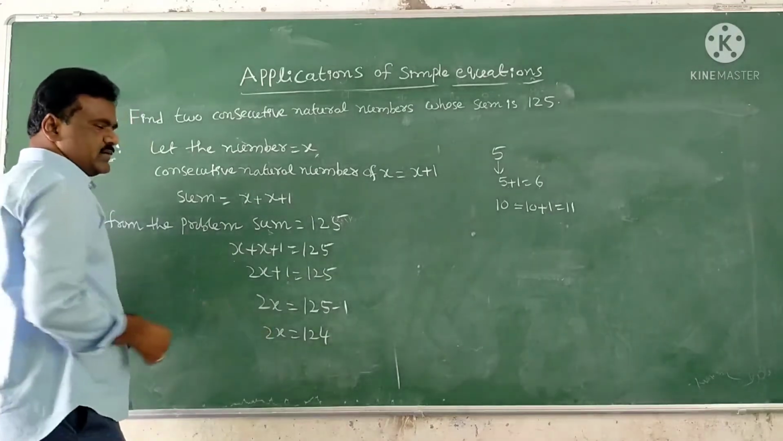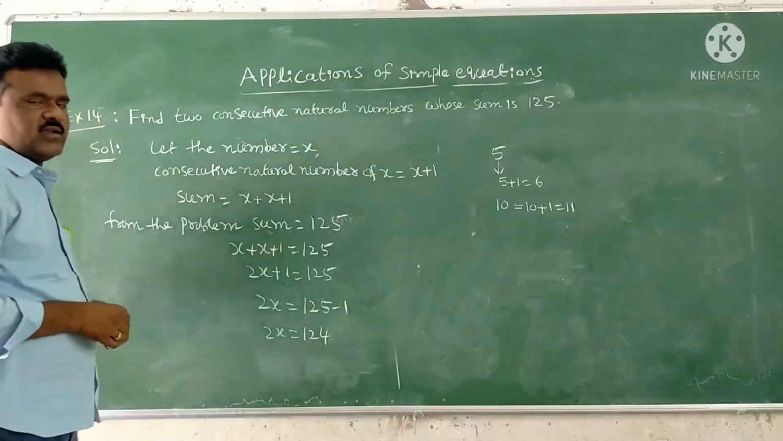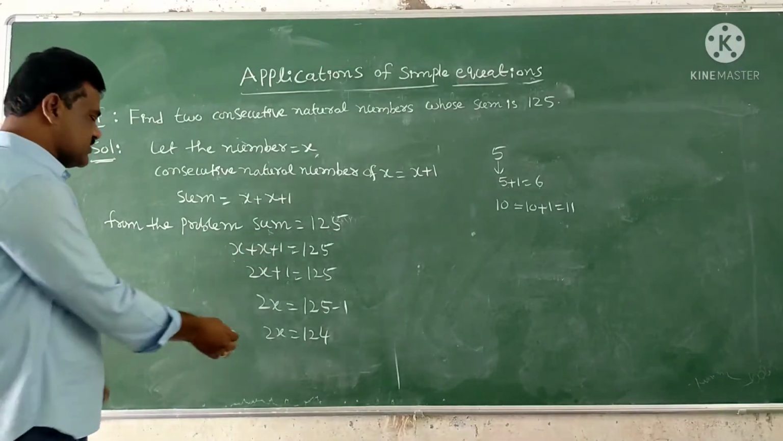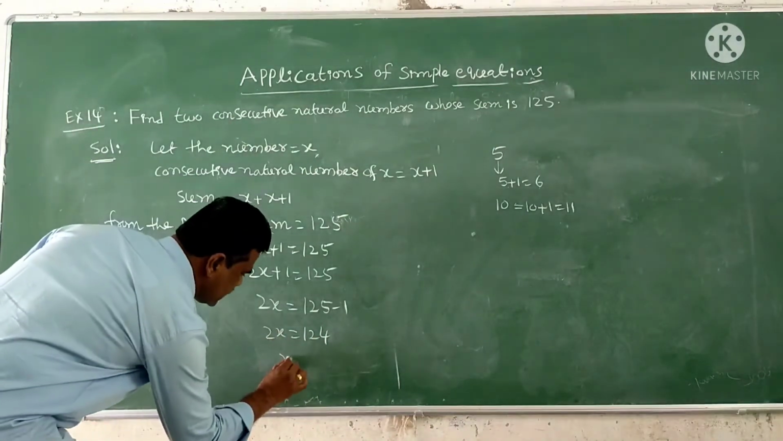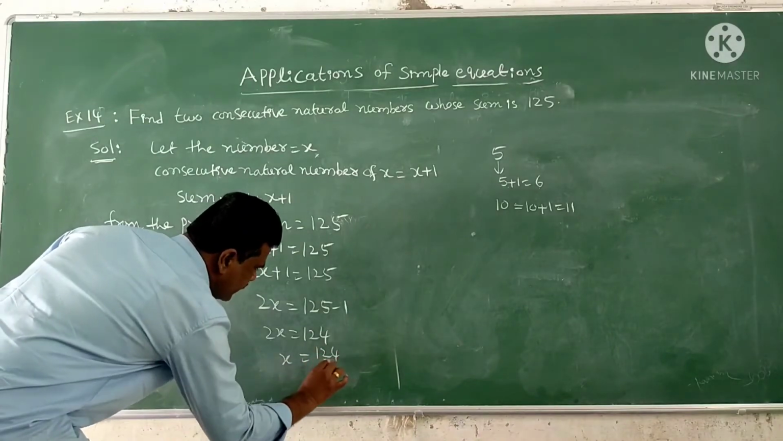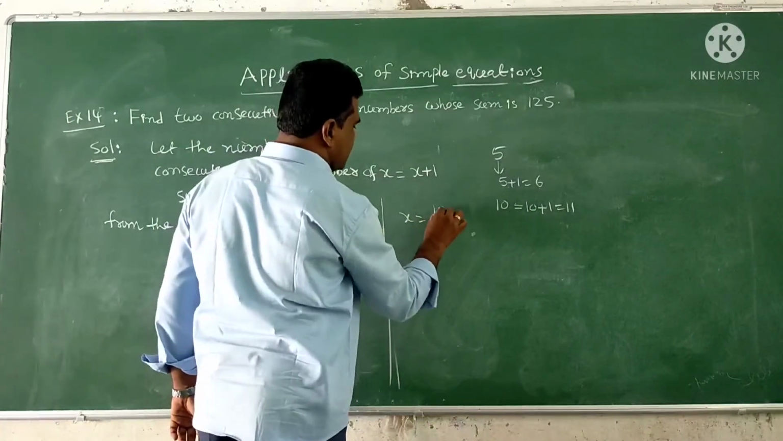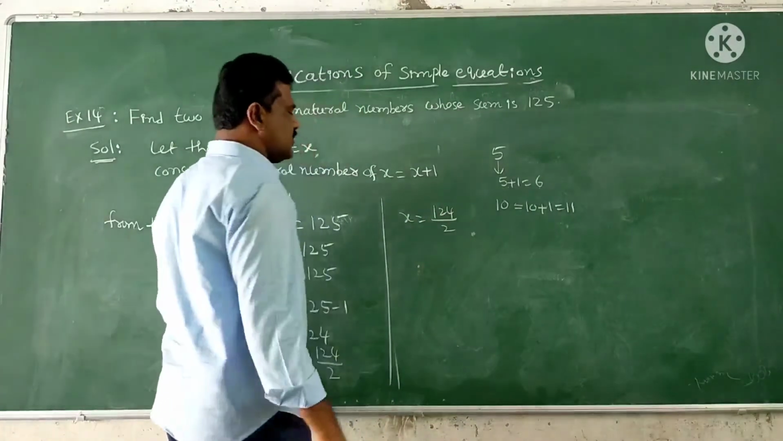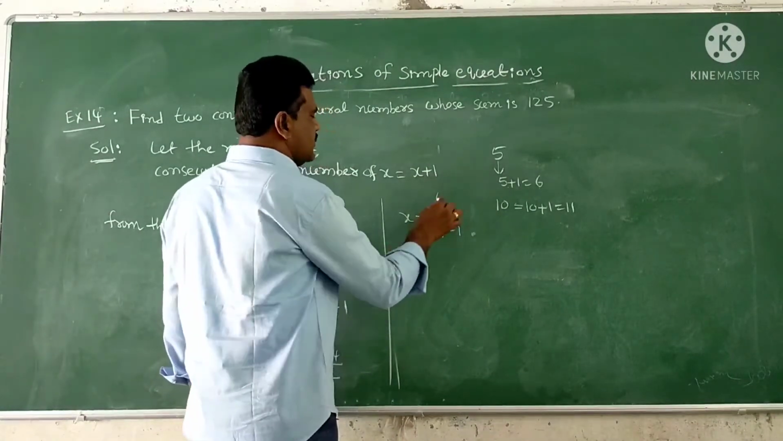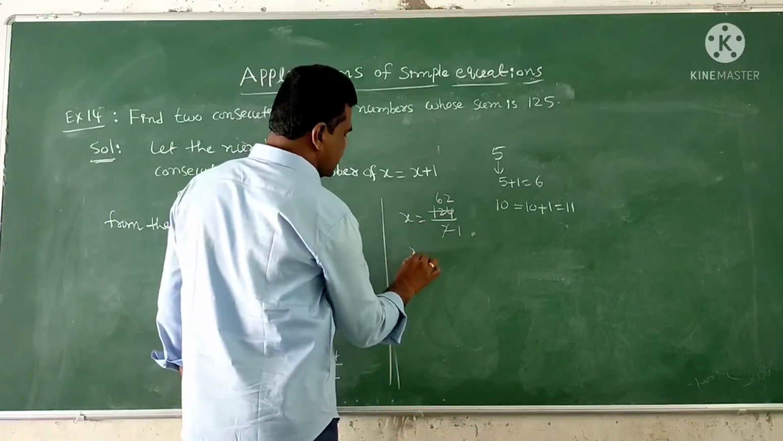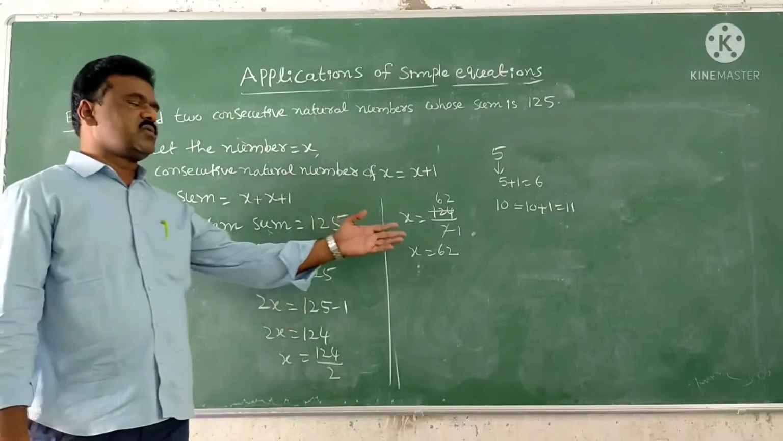Here 2 is multiplying. Now transposing 2 to RHS, it becomes divides. So x is equal to 124 by 2. 2 ones are 2, 2 sixes are 12, 2 twos are 4. X is equal to 62. First number we get, x is equal to 62.